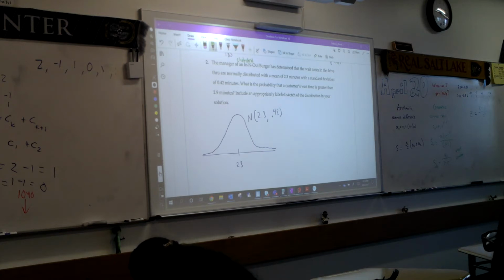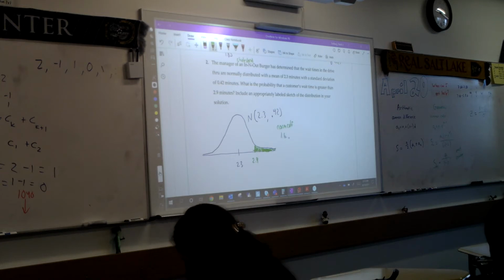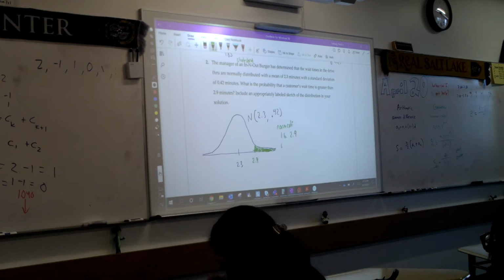We're trying to find the percentage of people that have a wait time of more than 2.9 minutes. So it's towards the right, good job, and it's shaded on the right. So, did you do this using table A or norm CDF? I use norm CDF. That's what I would recommend. Okay, so cool. If we do that, then the lower bound is 2.9, and the upper bound is going to be 9999999.